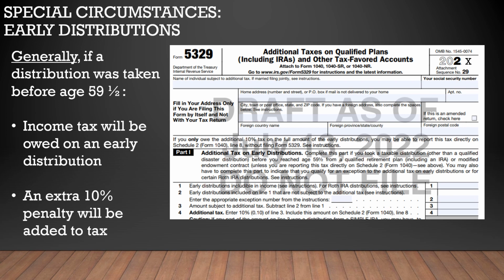There's not really a whole lot we can do unless they did have an exception that qualifies them to not have the extra 10% penalty. They'll still owe the income tax. So if it was a large distribution, it can be pretty painful, and we have to deal with this sensitively.